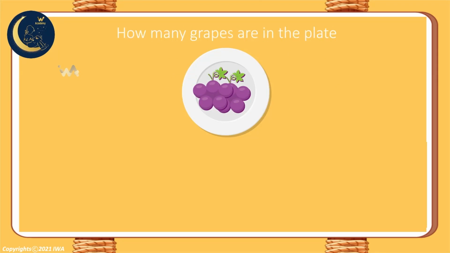Well done, friends. We can find the total number of grapes using repeated addition. Let's write the addition sentence. 5 plus 5 equals 10. Great, so there are 10 grapes. Did you know that we could also use multiplication in order to find the number of grapes?